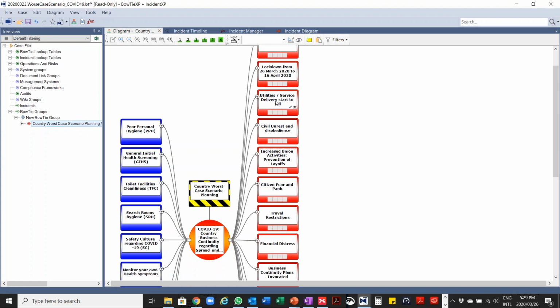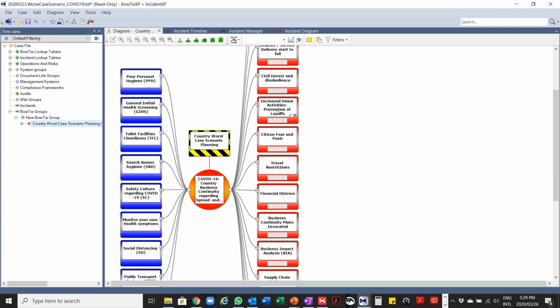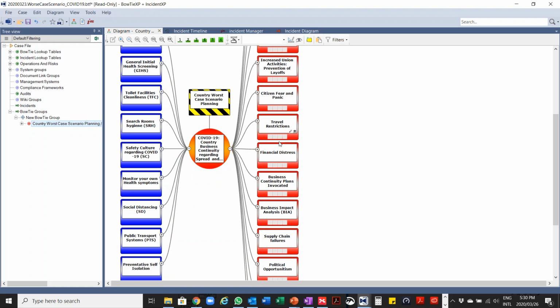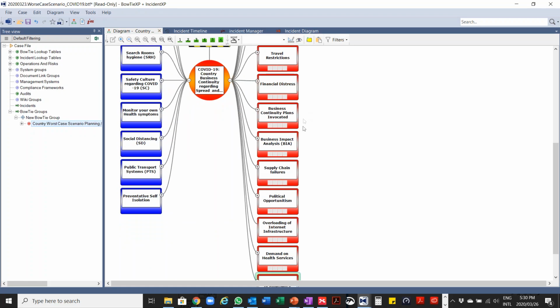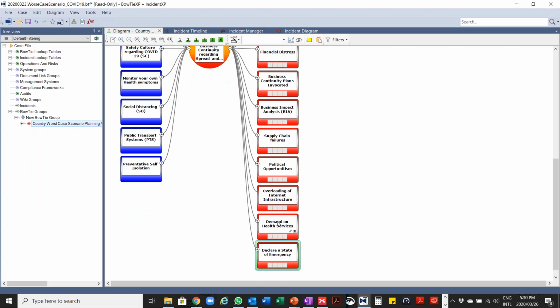The emotional change and the behavioral change of people, and the psyche of people, are actually driving COVID not to be dangerous anymore. It is now actually the people's behavior that is more danger, and that we have to manage. Civil unrest and those kinds of things that we need to be, and disobedience, citizen fear and panic, and I will address that. Travel restrictions, and then I want to come to financial distress, business continuity plans, invocation, business impact analysis, and all of those are actually the root causes, not at the moment that I can put on the left-hand side, but it is the root causes of everything that is happening with the country. And overloading of the network, demands on the health services that Elise also referred to, and I hope that is never happening, the declaration of a state of emergency.